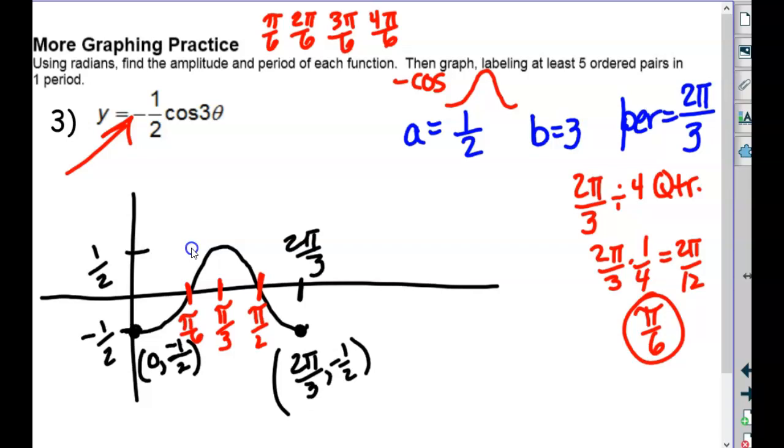All right, do I need to label them or are you good? I'll just label this one that's not a 0. How's that? Pi over 3, 1/2. The other two are at zeros. Can I just pretend? All right, what's next?